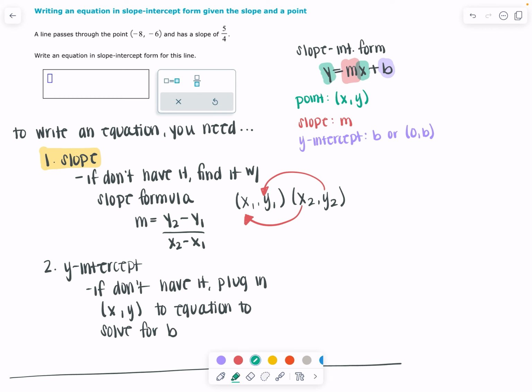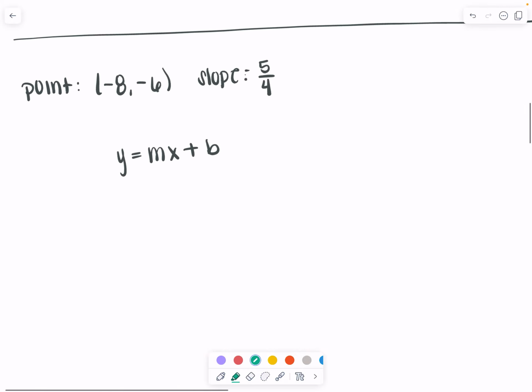The second thing I need is the y-intercept. If I don't have the y-intercept, then I have to find it. I can do that by plugging in the point, which I'll always have at least a point (x, y), and m to solve for b. So let's look at this example closer with some numbers.